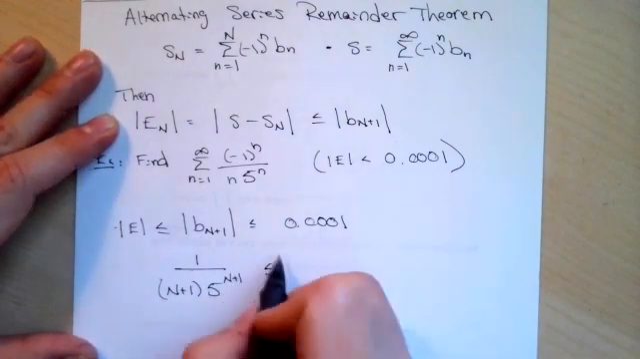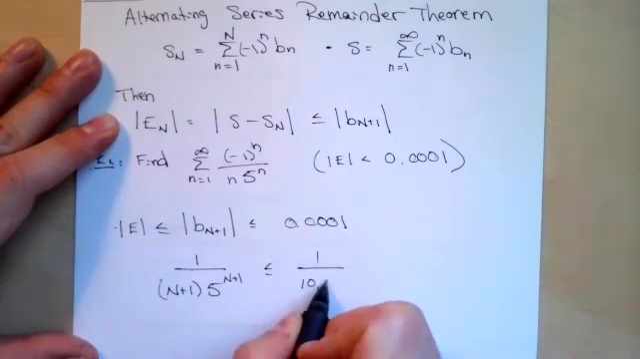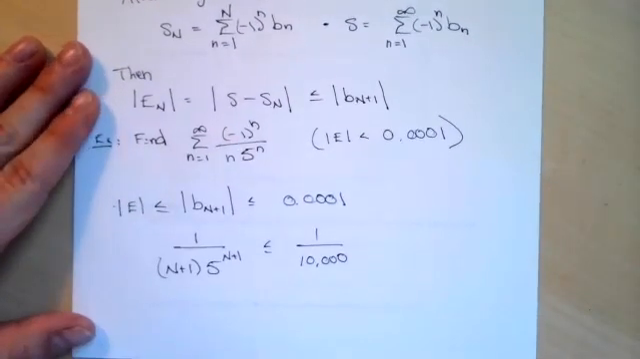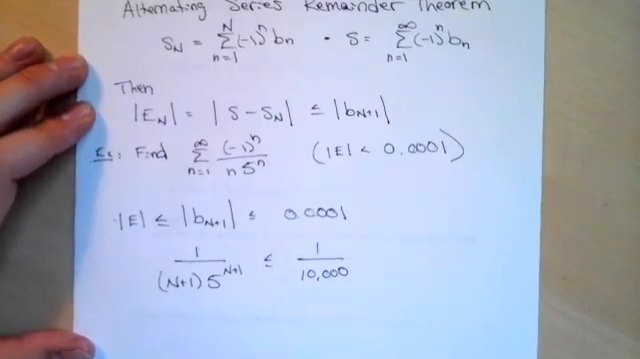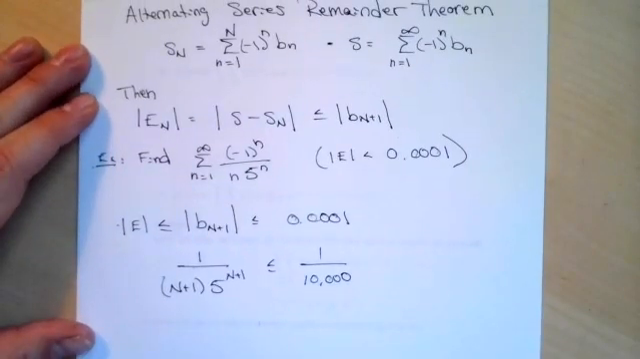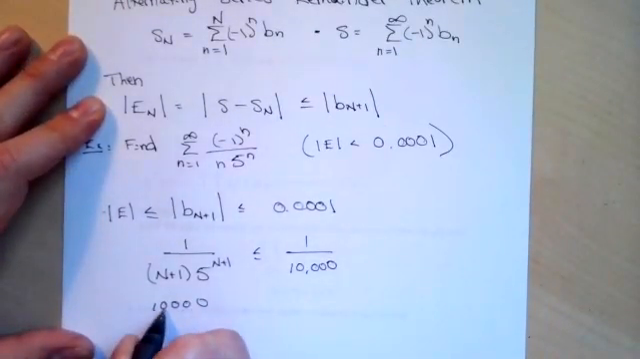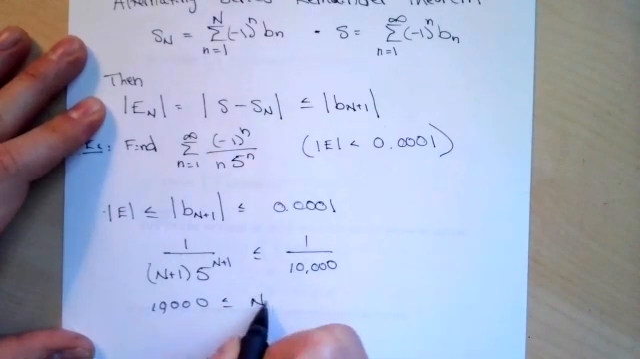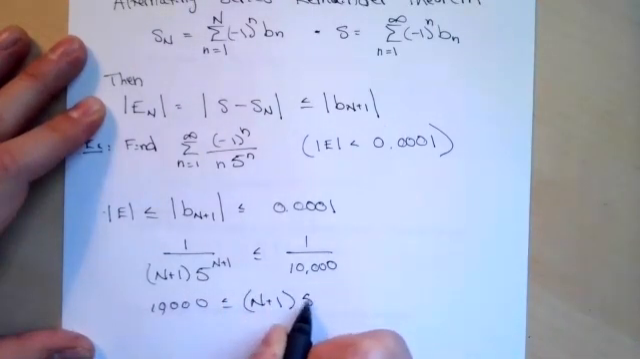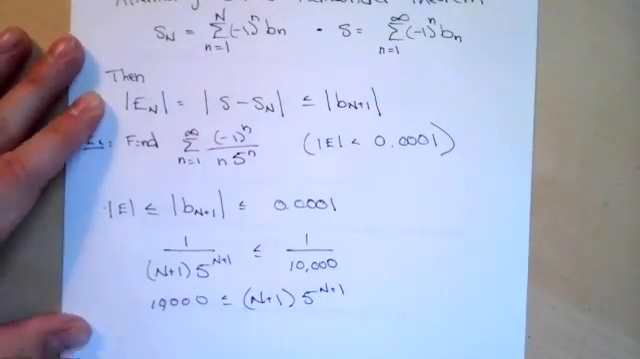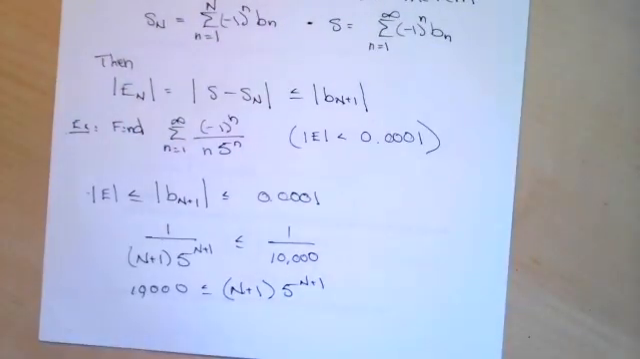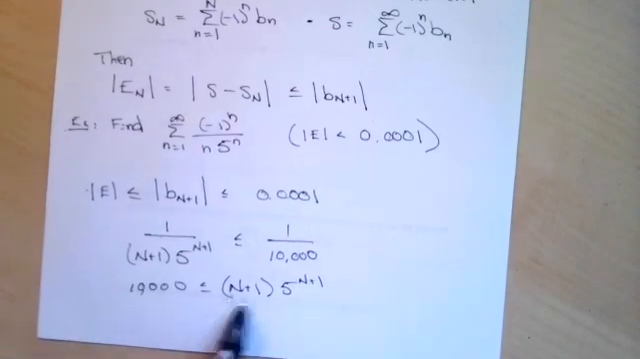is less than or equal to 1 over 10,000. And so we will get 10,000 less than or equal to (n plus 1) times 5 to the n plus 1. And unfortunately, with a lot of these problems, especially the ones on WebAssign and the ones from the book, we can't really solve for n here. A lot of it's guess and check.